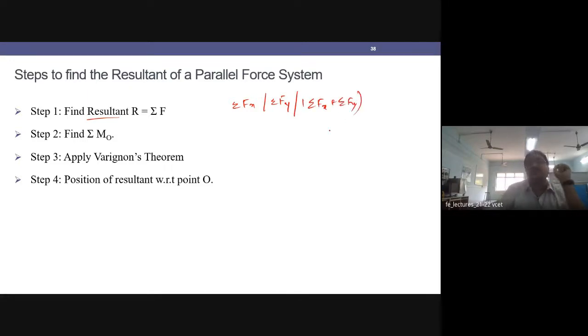Depending on the direction in which the forces are acting, you may have both components. If you have both components, then the resultant is the square root of sigma Fx squared plus sigma Fy squared, and the angle is tan inverse of sigma Fy divided by sigma Fx. As we discussed for the concurrent force system, those equations remain in place, and along with that we will also consider the effect of moment, sigma M.